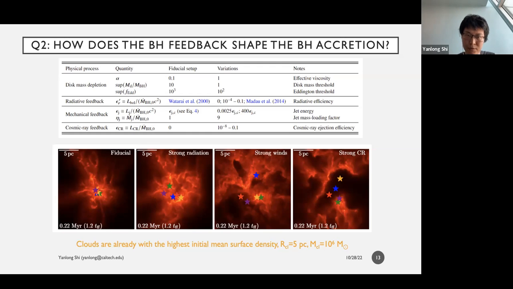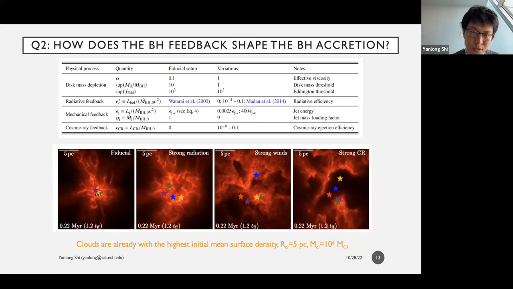And also for the radiative feedback, we try to include some more realistic models, like the model I showed before, that even if the accretion rate grows very quickly, the luminosity from the black hole actually grows sublinearly, which is radiatively inefficient. And also there is some mechanical feedback, and we have two factors for this. First one is the energy loading factor, which is the energy of the jets over the m dot c squared. The second one is the mass loading factor, which determines how much mass can reach the black hole and how much mass can be converted into a jet.